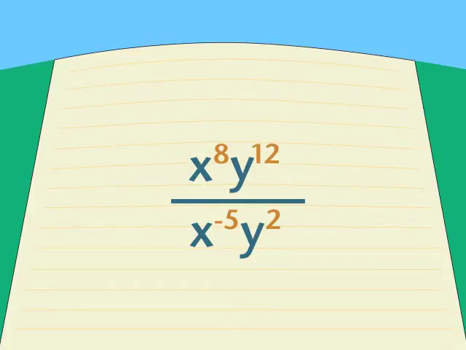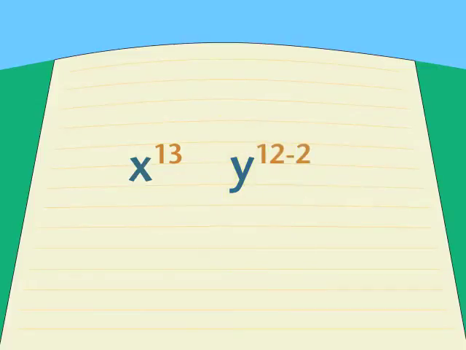Then we'll use the division rule, first on x and then on y. Subtract the exponents, top minus bottom, which gives us the answer. Did you get it? Good.